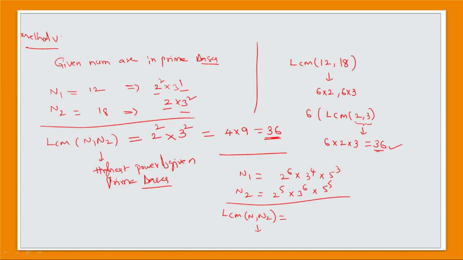In order to find the LCM of n1 and n2, we need to take the highest power of the given prime number basis. Among 2 power 6 and 2 power 5, the greatest value is 2 power 6. Among 3 power 6 and 3 power 4, the greatest value is 3 power 6. Among 5 cube and 5 power 5, the greatest value will be 5 power 5. So the LCM of n1 and n2 will be equal to 2 power 6 into 3 power 6 into 5 power 5. I hope we are clear with this point.